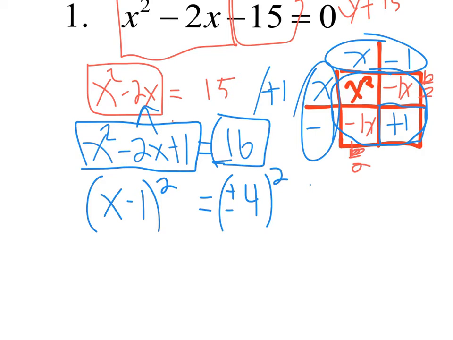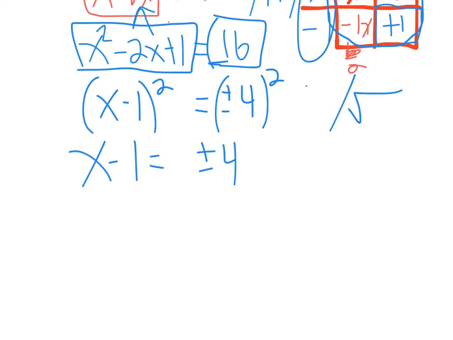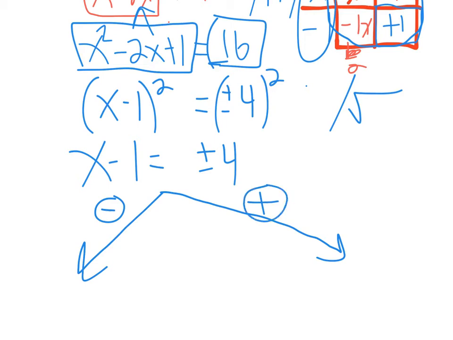The square is complete. Now I need to start doing inverse operations. I have to get rid of the squaring first, so I square root both sides. x minus 1 will equal plus and minus 4. The next thing I need to do is to look at both the negative solution and the positive solution. Before I do that, though, I'm going to have to add 1 on both sides, because of this minus 1 here.